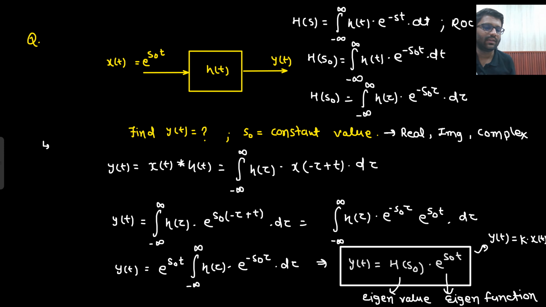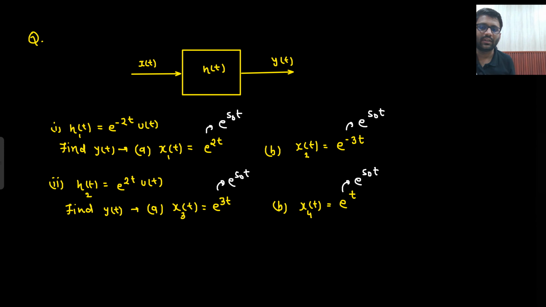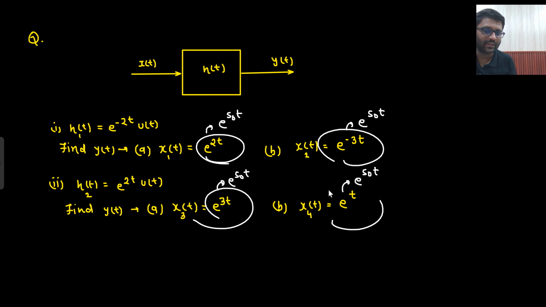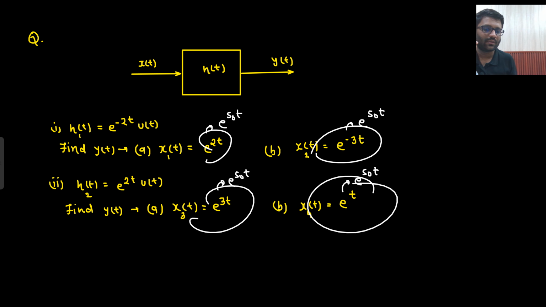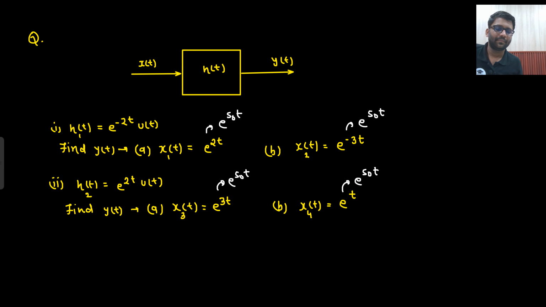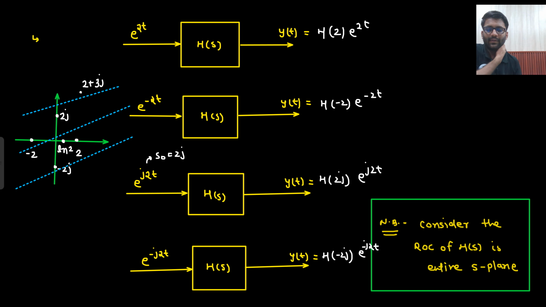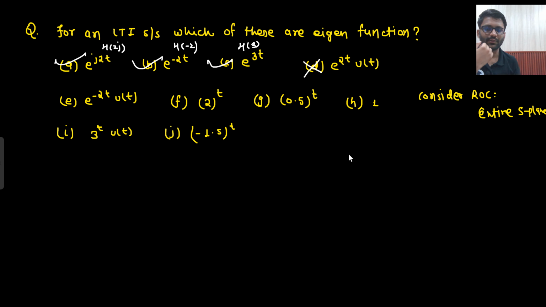Everywhere what we are writing down is e to the power s naught t. The applied input is e to the power 2t, e to the power minus 3t. This is the impulse response. We are not talking about impulse response. We are talking about the input. e to the power s naught t, everywhere. Impulse response could be anything. We don't care about the impulse response, but we are talking about the input. So wherever u(t) is written, they will not be into action.